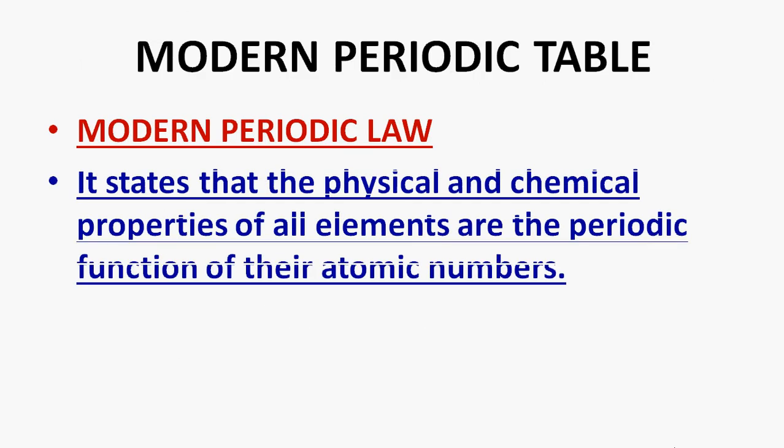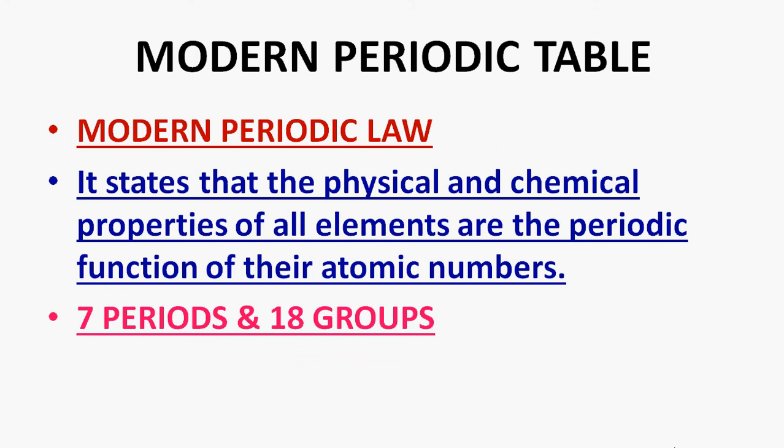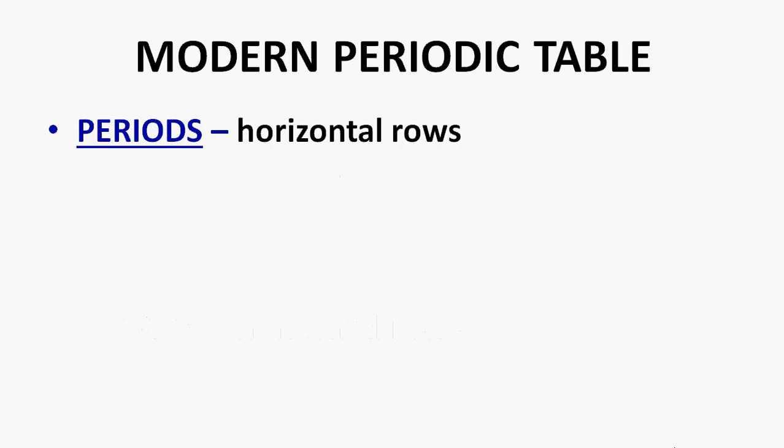So, the modern periodic law states that the physical and chemical properties of all elements are the periodic function of their atomic numbers. On the basis of this, H.G.J. Moseley tells that the periodic table consists of 7 periods and 18 groups.